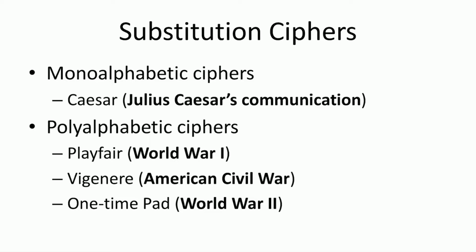The Caesar cipher was used by Julius Caesar to send secret messages to his generals in the field. The Playfair cipher was used by British forces during World War I. Vigenère cipher was used in the American Civil War. And one-time pad, which evolved from the Vernam cipher, was used to protect relay data in World War II.